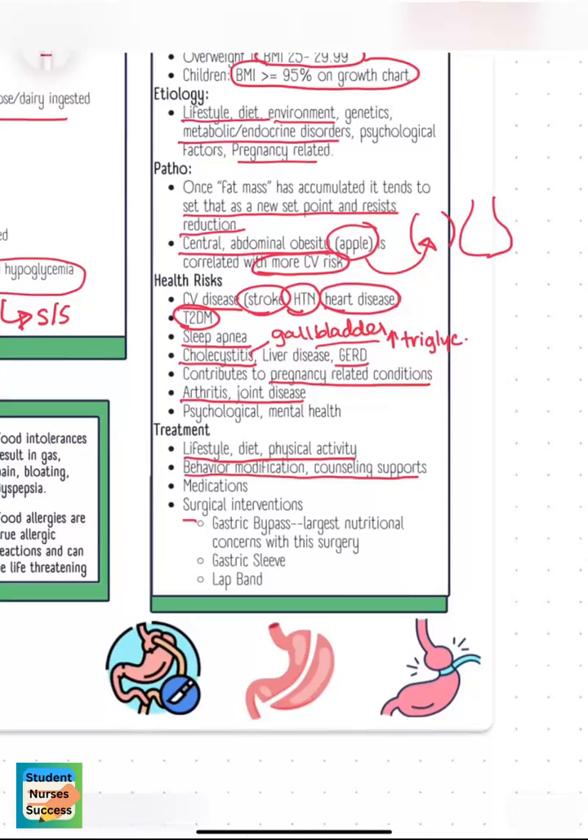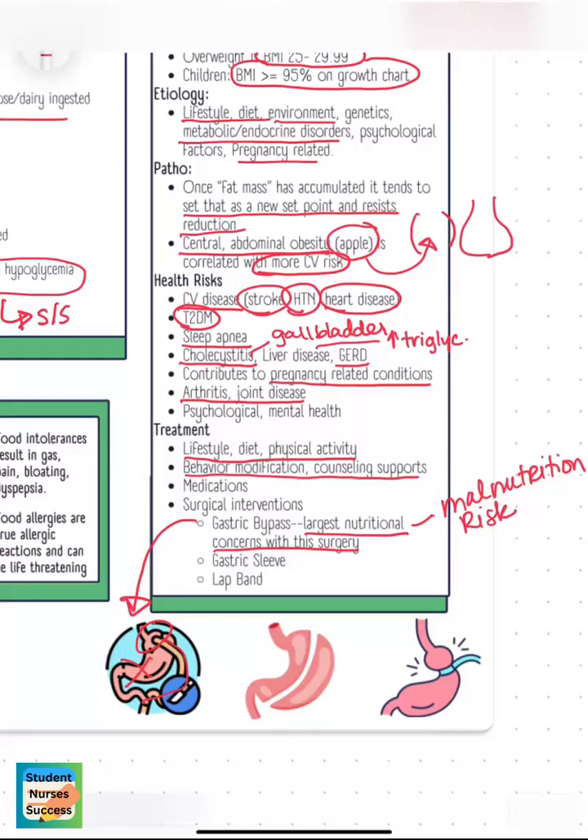One is gastric bypass surgery, where the stomach right here is actually bypassed and hooked into the small intestine. So it decreases the amount of food you can eat at a time. And it also alters the way it's metabolized. However, there are more nutritional concerns with this surgery, and malnutrition is a risk. So patients do often need to take vitamin and mineral supplements.